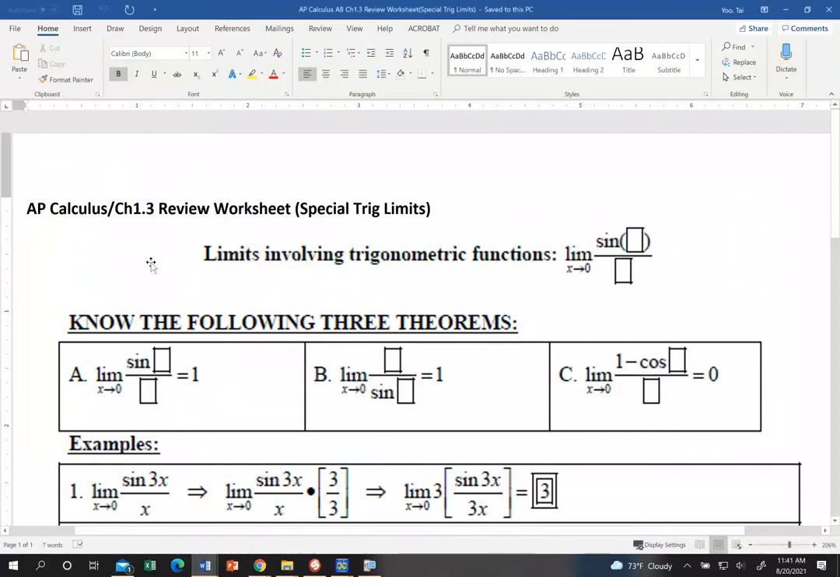Alright, so we're covering lesson 1.3. We're going to go over the special trig limits. There are three formulas you need to memorize.